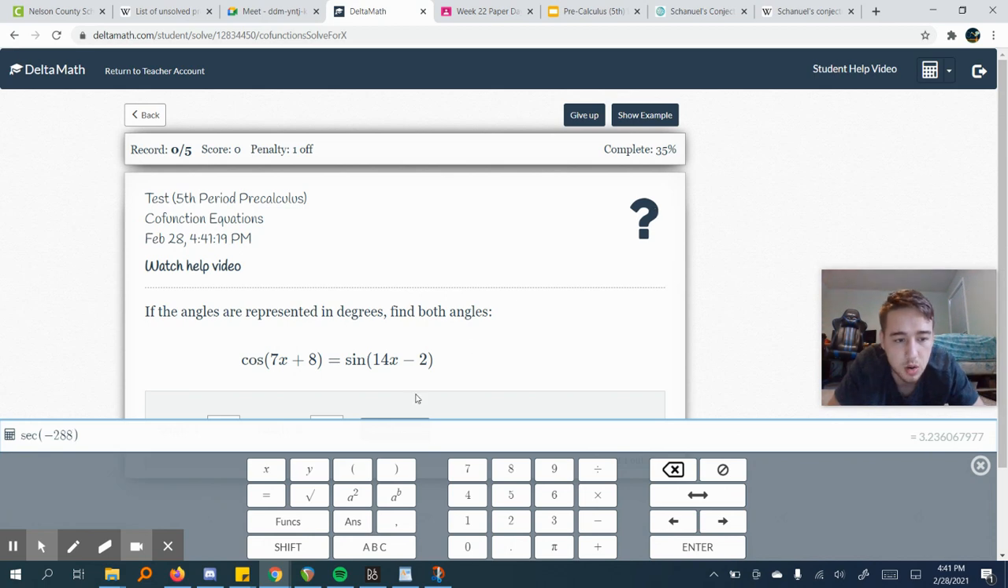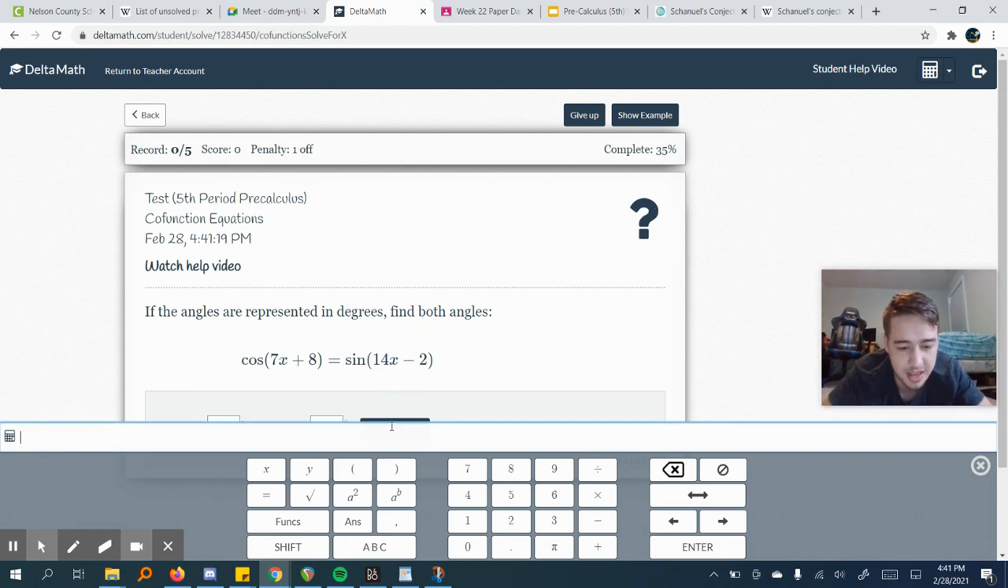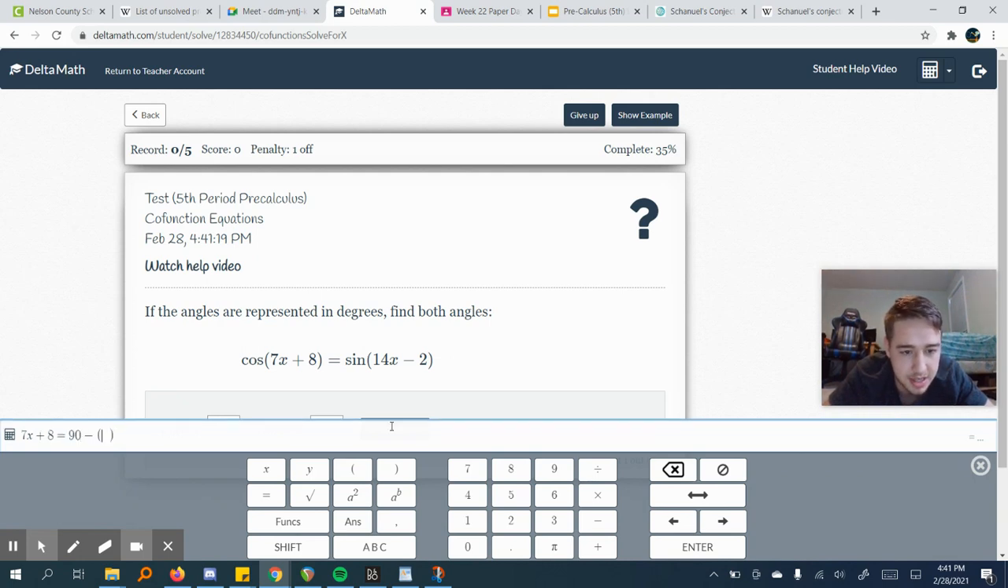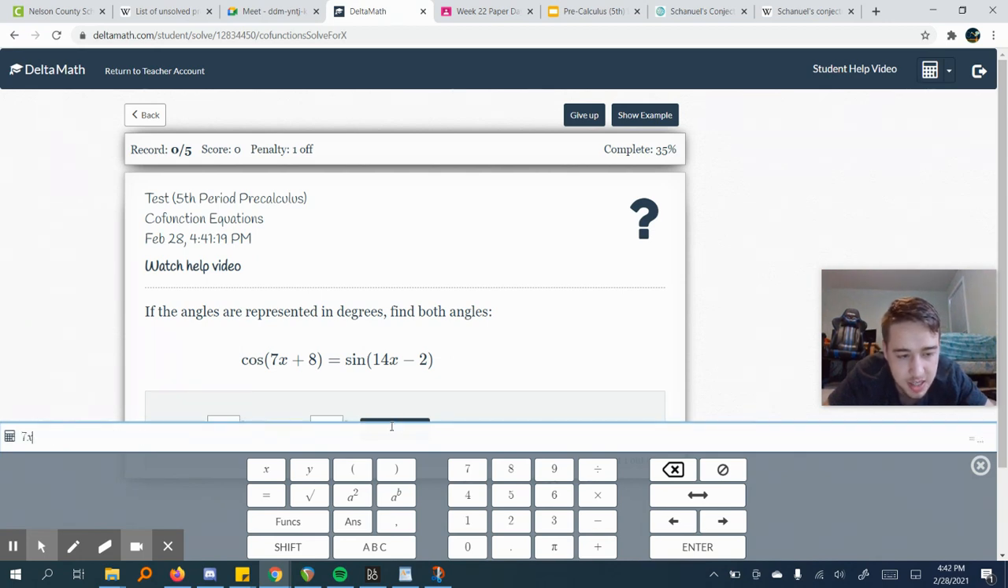So right here we know that 7x plus 8 equals 90 minus 14x minus 2. Another way to rearrange that is 7x plus 8 plus 14x minus 2 equals 90. And once we move around the constants to combine to 92, subtract 8 from that, you get 84. We can simply combine like terms to get 21x is 84. Divide by the coefficient, get x is 21.